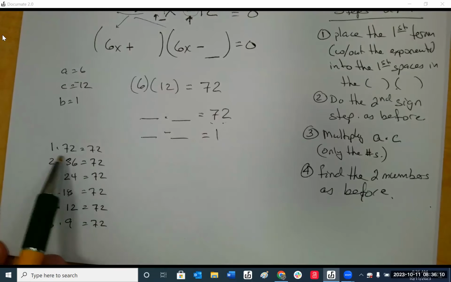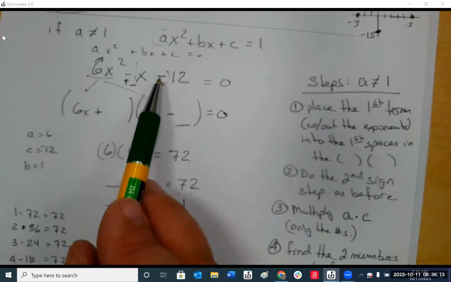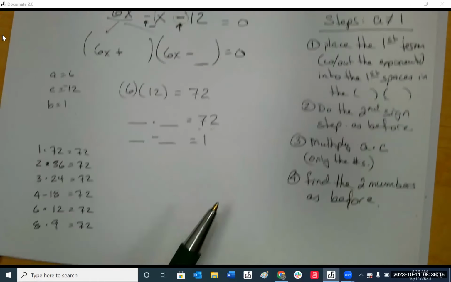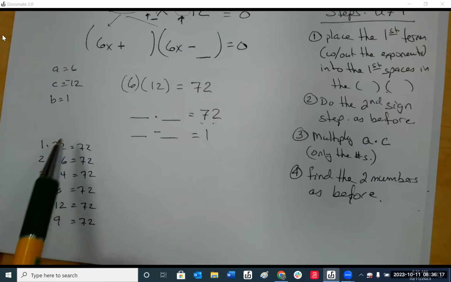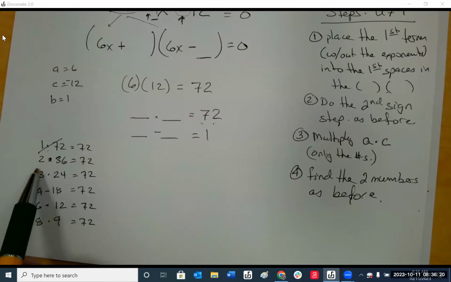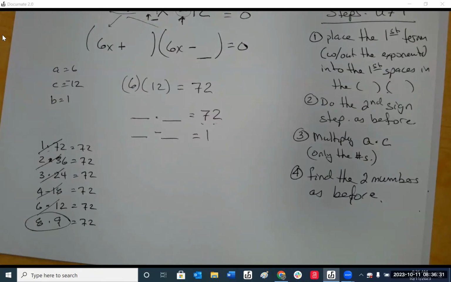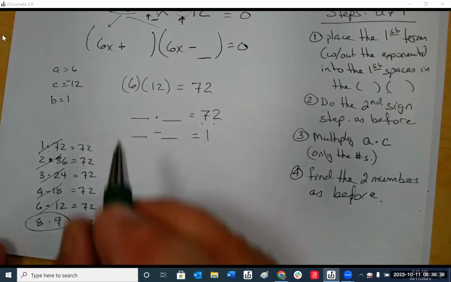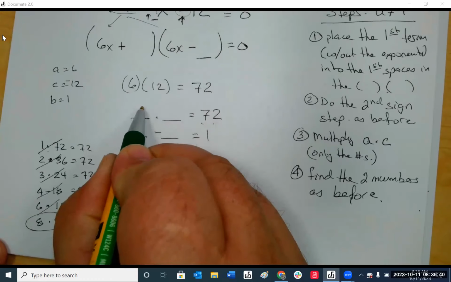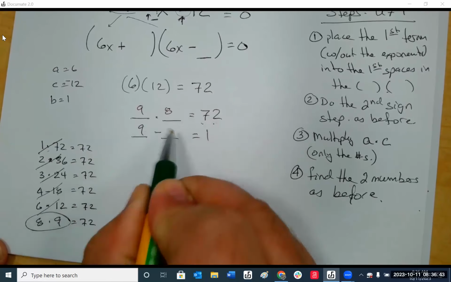We're looking for two numbers that when we subtract them, it equals 1. 72 minus 1 is not 1. 36 minus 2, that's too big. 24 minus 3, no. 18 minus 4 is 14. 12 minus 6 is 6. 9 minus 8 is 1. So these are the numbers, because when we subtract them, we get 1. So the numbers are 9 and 8, 9 minus 8.